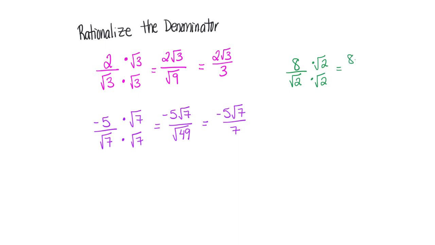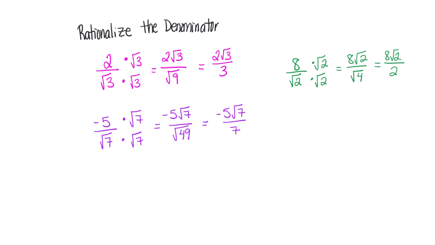So that's going to become 8 times the square root of 2 over square root of 2 times the square root of 2, which is the square root of 4. Again, that can be simplified further to be 8 times the square root of 2 over 2.